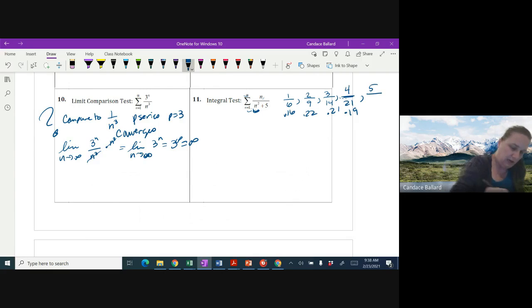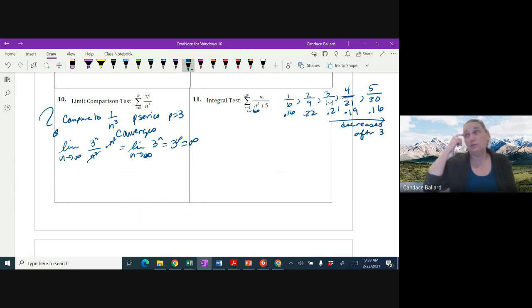So it'll be 5 over 25 plus 5, which is 30. 5 divided by 30 is, so here we go. Now we're decreasing. So we're decreasing after 3. Okay, that's what's going on with that one. Yes, Lorenzo, we could find the derivative of the function as well. That works too. There's a couple of ways to do it.